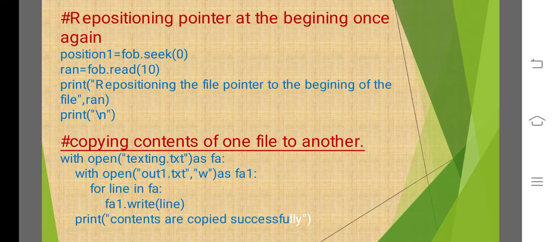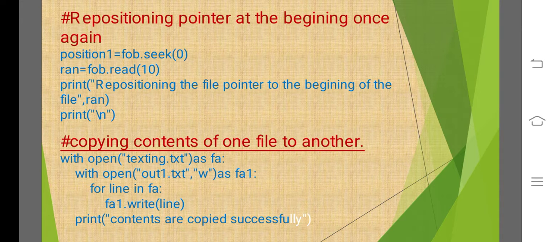Next is repositioning the pointer at the beginning once again. If we want to write anything at the beginning of the file, or if we want to read the file again from the beginning, at that time we use seek. Position is a variable here, equal to fob.seek(0). In between the brackets, seek 0 means the pointer moves to the first position, because 0 is mentioned in seek. That means the cursor is brought back to the first position.